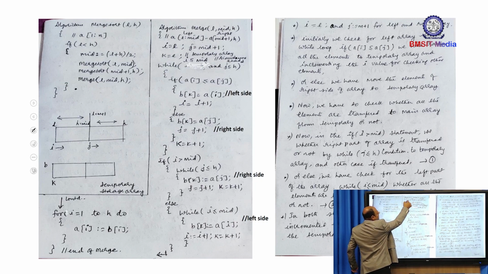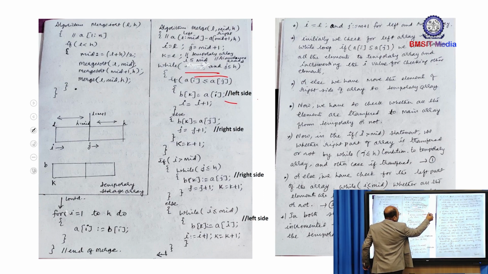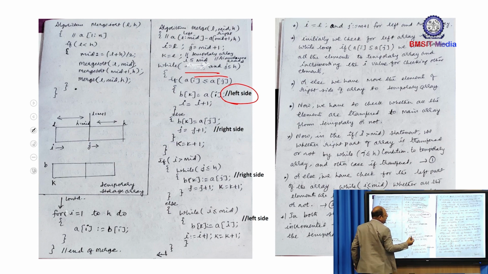Initially we take the elements low, high, mid, etc. Then we check the elements. Then we copy the elements to the left side of the array. Then we copy the elements to the right side of the array. Then any left-out elements are copied to the main auxiliary array.